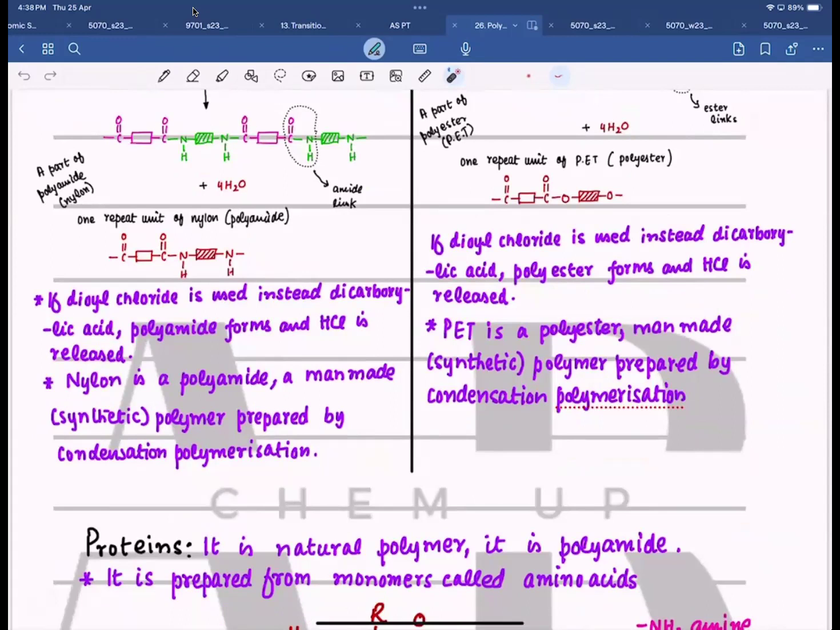Okay, so nylon is a polyamide. It's a man-made polymer, meaning a synthetic polymer, and it is prepared by condensation polymerization. In the same way, PET is a polyester because there are so many ester links. It's a man-made, synthetic polymer, and also prepared by condensation polymerization.